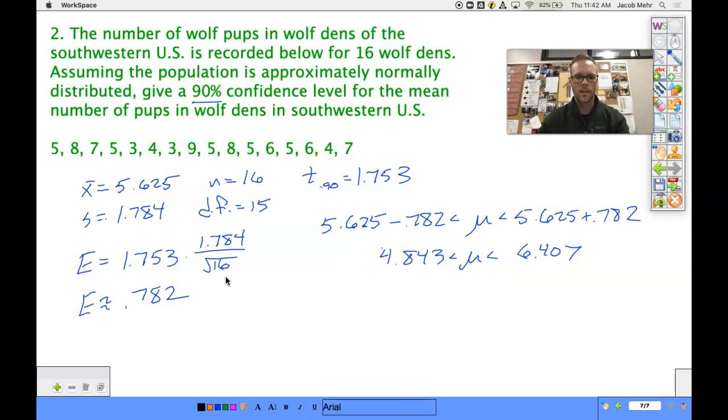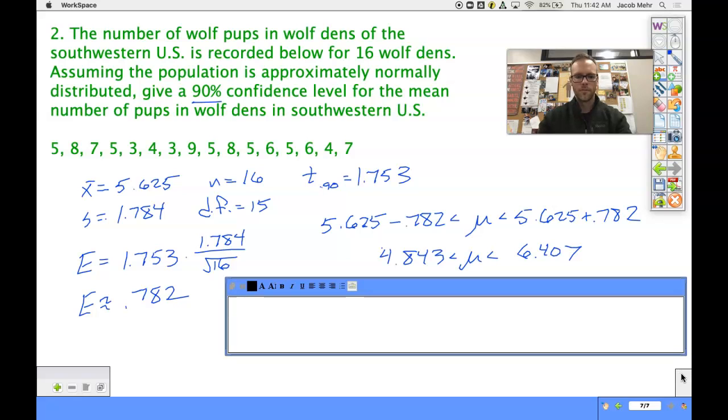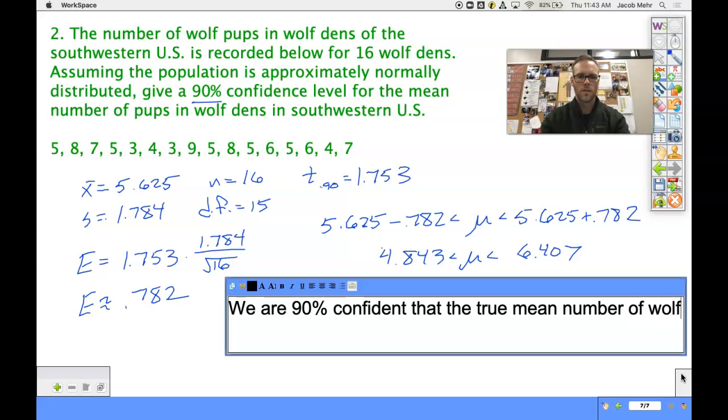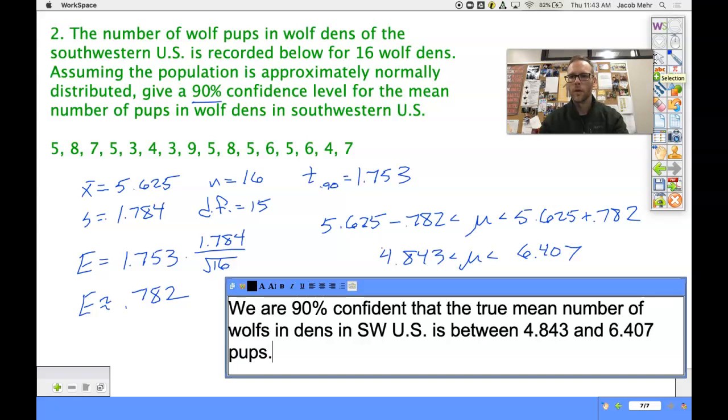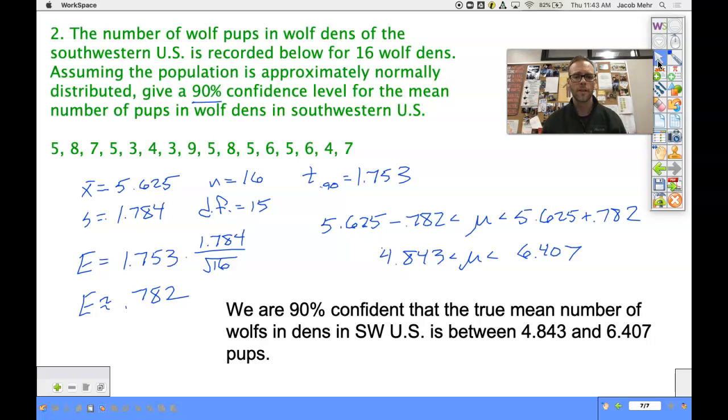So interpreting it in the context of the problem, we are 90% confident that the true mean number of pups, wolf pups, in dens in southwest U.S. is between 4.843 and 6.407 pups. There we go. So I hope you don't think that's too bad. I don't either, but it's a really cool step, and it was a step that was really needed.